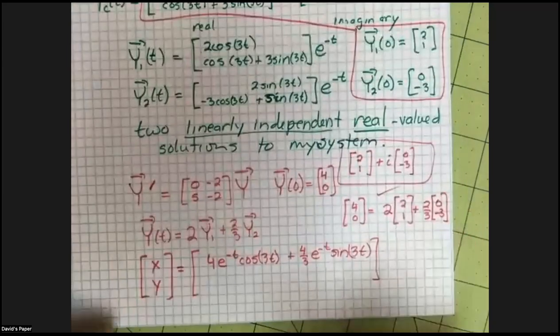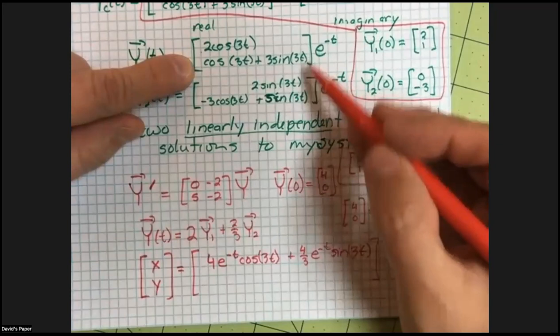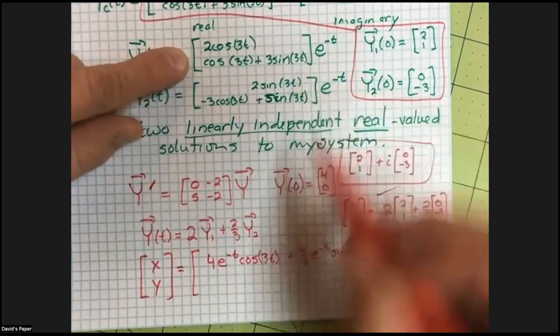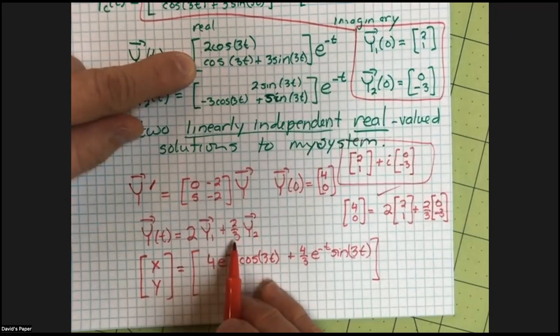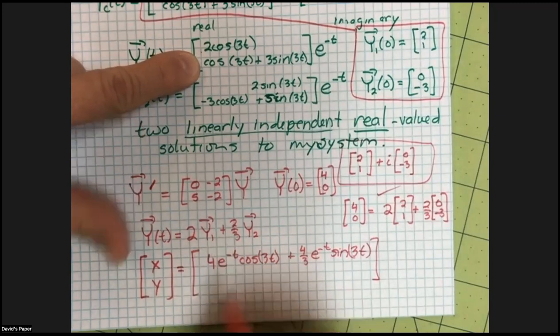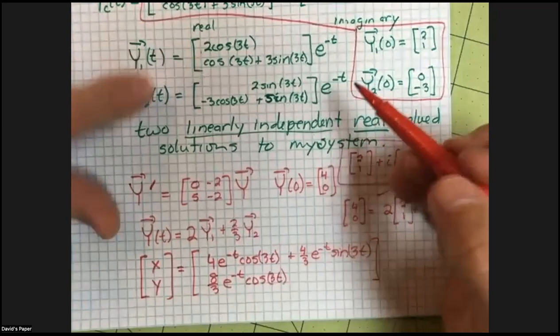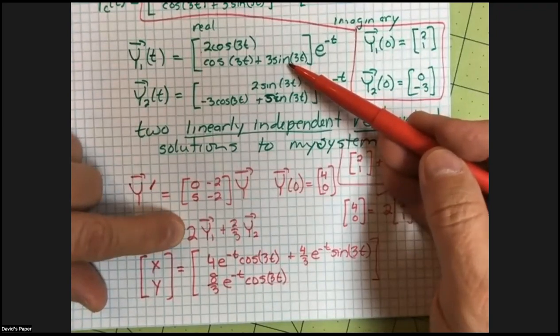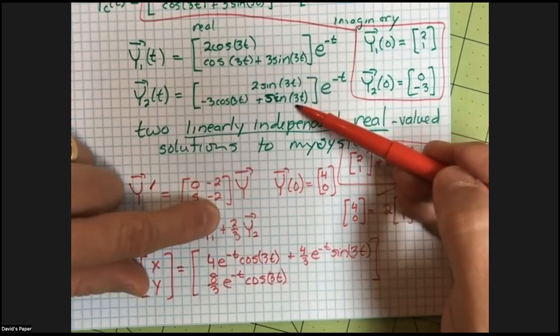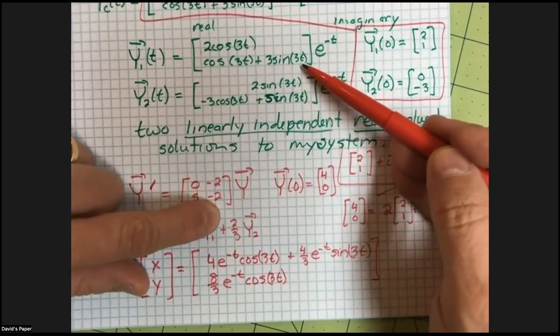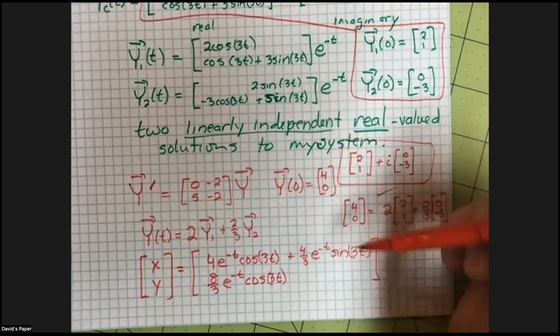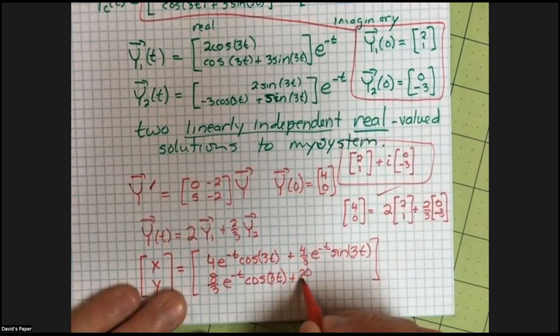Sorry. Now I've got to do the linear combination, but I got sines and cosines here and sines and cosines here. So first I'll do 2 coses and then plus 2/3 coses. That's 6/3 coses and 2/3 coses is 8/3 coses. E minus t cos. And then let's do the sines. 2 times 3 sine is 6 sine plus 2/3 sine. 6 sine is 18/3 sine plus 2/3 sine is 20/3 sine. E minus t.